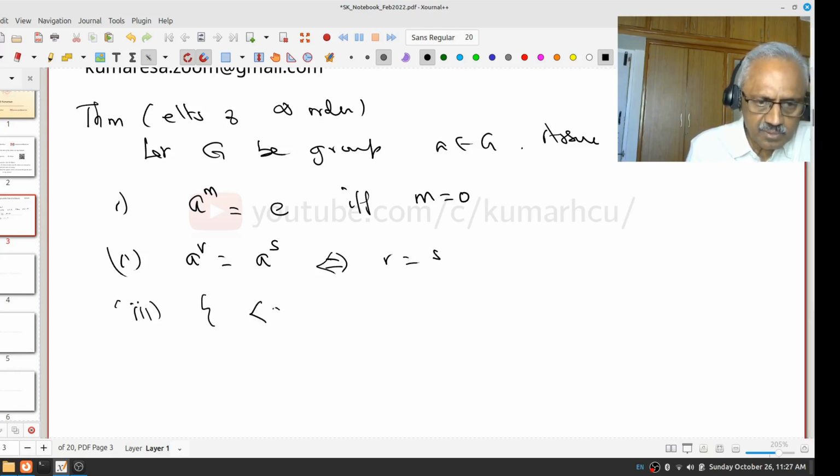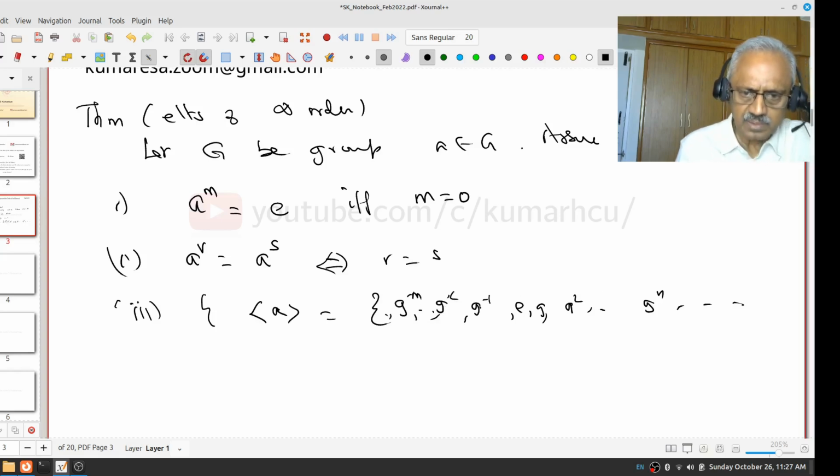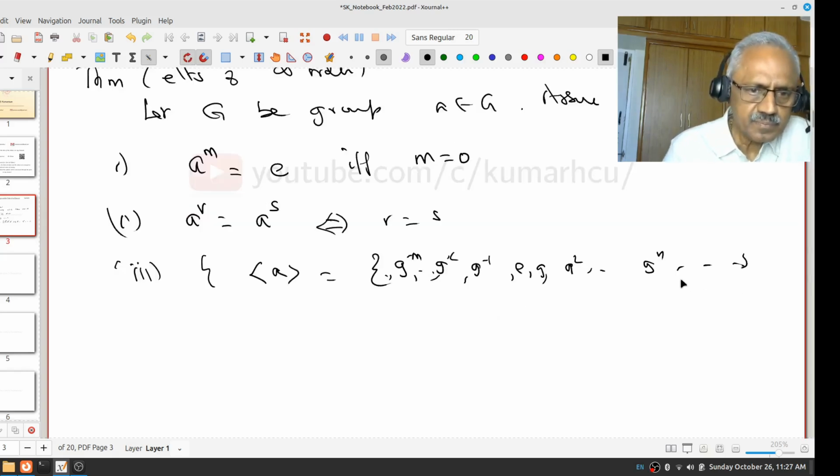And third, the cyclic subgroup generated by a is nothing other than identity, a squared, a to the power n, keep on going. Here also you keep on going: a to the power minus 1, a to the power minus 2, a to the power minus m, where m and n are positive. Okay, so all of them are easy.